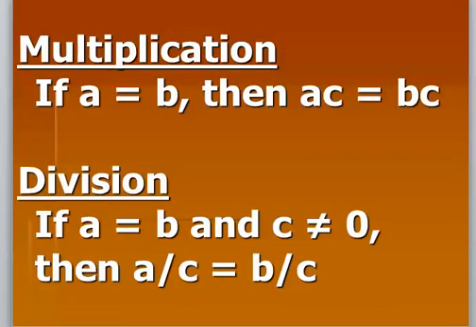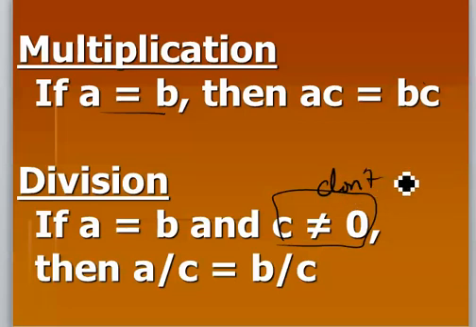We also have a property of multiplication. So if I know two sides are equal in an equation and I multiply both sides by the same thing, so I had a equals b, if I multiply both by c, the two sides will still be equal. This also works for division as long as I'm not trying to divide by 0. So if a equals b, then a over c equals b over c, as long as c is not 0, because that's undefined.